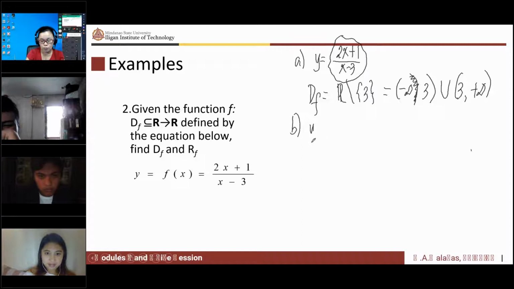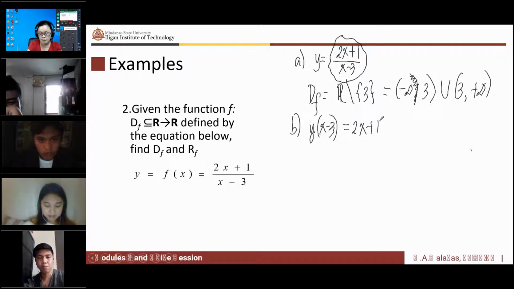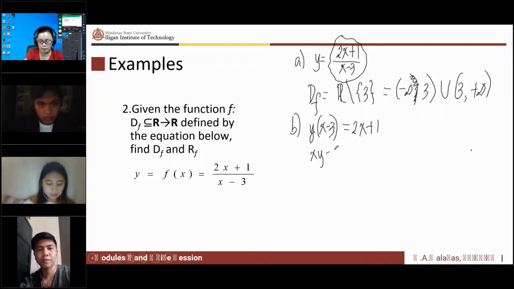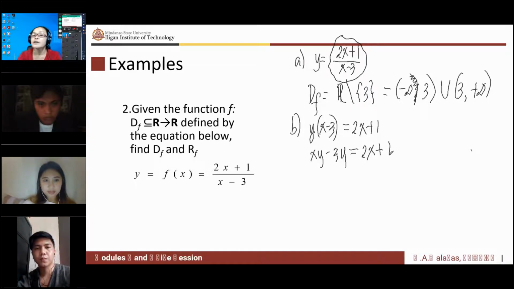So we get y times (x minus 3). We can do that because x minus 3 is not 0 after all. So we can multiply both sides of the equation by any non-zero quantity. That is legal. So now we distribute. So we get xy minus 3y equals 2x plus 1. I hope you can see clearly my handwriting on the screen.